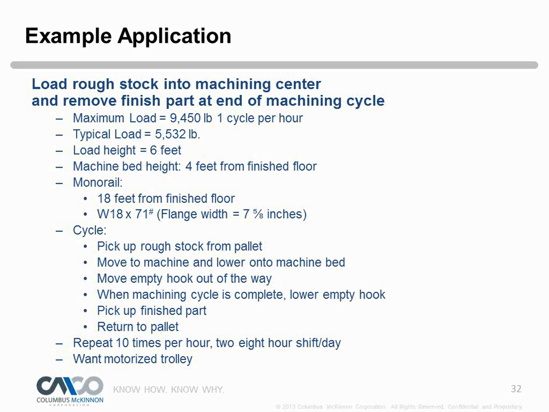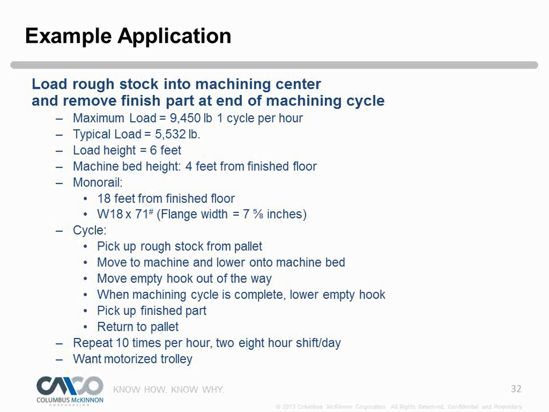The maximum load that the customer or end user tells us is 9,450 pounds, and they're doing about 1 cycle per hour. They tell us their heaviest load was 9,450, but their typical load they're going to see is 5,532 pounds. The load height is about 6 feet. The machine bed height is 4 feet from the finished floor.